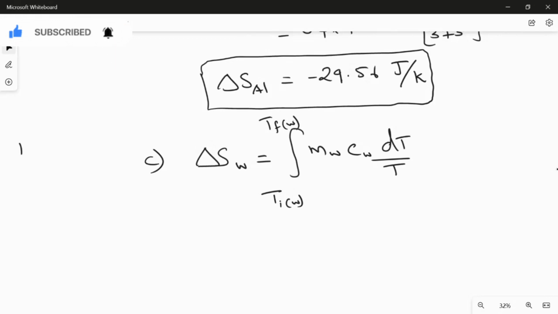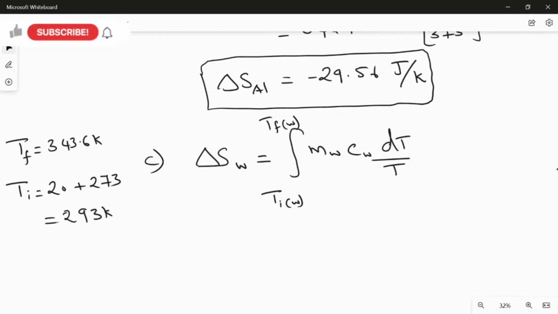So the final temperature of the water is common for both aluminum and water, which is 343.6 Kelvin. But what is the initial temperature of the water? Which is 20 degrees Celsius. When you add 273, we will get 293 Kelvin as the initial temperature of the water. So now we will take the constant terms, mass and the specific heat capacity, outside. So mass of the water, specific heat capacity of the water, integration, the lower limit T initial of water, upper limit T final of water, and dT over T.